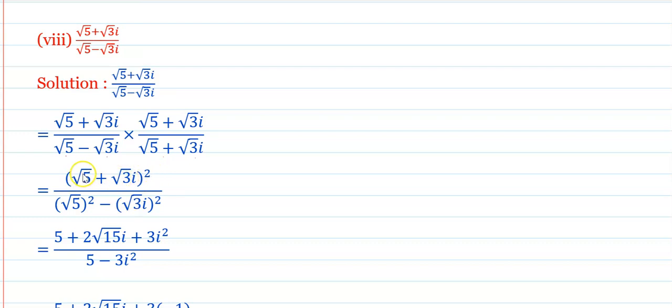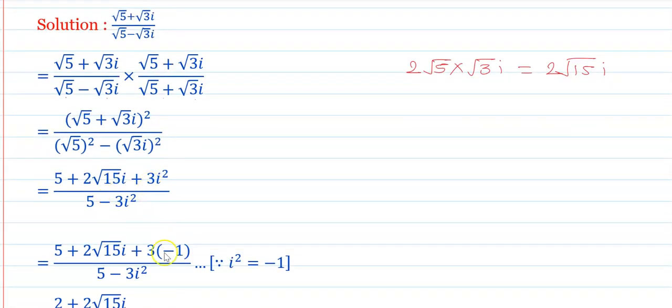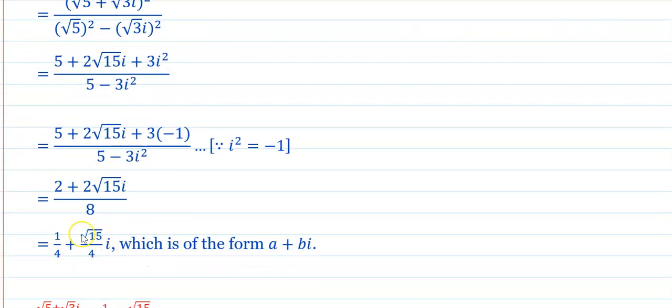Now the expansion of (root 5 plus root 3 i) whole square: root 5 square is 5. Then 2 into root 5 into root 3 i, and the last term is, what is the product of these two? The product is 2 into root of 5 into 3, you will get 2 root 15 i. Okay, next is (root 3 i) whole square, means what? 3 i square. i square is minus 1, and hence you will get minus 3. 3 into minus 1 is minus 3. 5 minus 3 you will get 2.